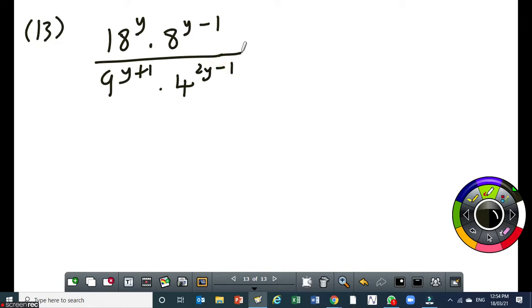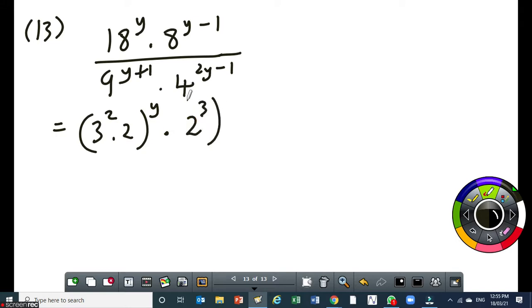So the first thing is always, when you get an exponential expression, convert all bases to prime bases. So the first step is to convert the 18 to a base which is prime or to a product of prime bases. So that will be 9 times 2, which will be 3 squared times 2. Right? Raised to the power of 1. Times 8 is the same as 2 cubed. All this is raised to the power of y minus 1.